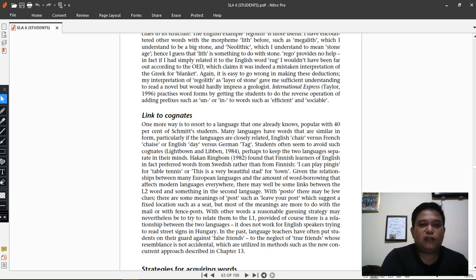Many languages have words that are similar in form, particularly if the languages are closely related. English chair versus French chaise, or English day versus German Tag. The meaning is the same, and the words are also a bit the same. Like the word photo: Indonesians always say photo for the picture, while in English it is also photo. It's almost the same, right? So this is linked to cognates.